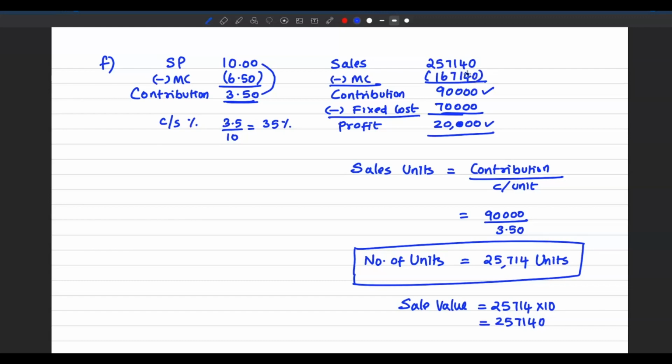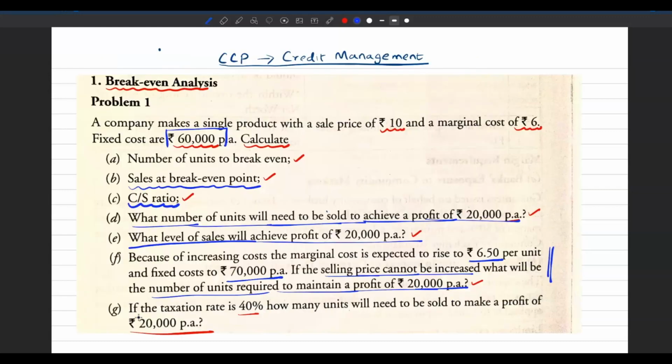That works out to 167,140. You can also otherwise calculate this figure, because here you have this relationship, right? Marginal cost is 6.5 out of 10. So it is basically 65%. So we can take 65% of this sales value, that will be the marginal cost, and that gives the contribution of 90,000, deduct fixed cost 70, and it is giving a profit of 20,000.